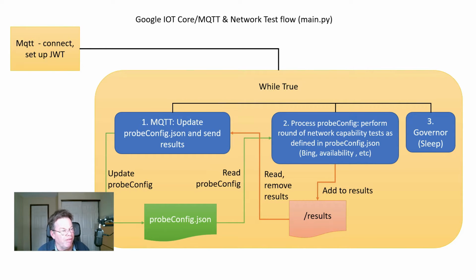This will retrieve the config defined in the IoT service for the device and save it to a file called uprobeConfig.py on the device. This contains a list of network tests or the probing that's going to go on. I'm going to call the network tests probes as I go through this probably. That will be performed on the device.